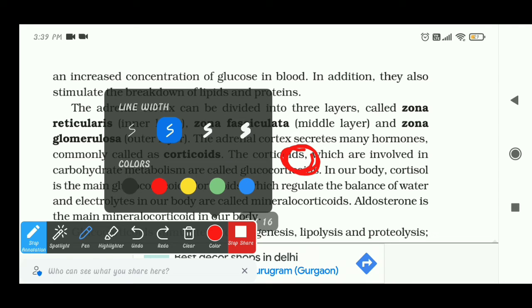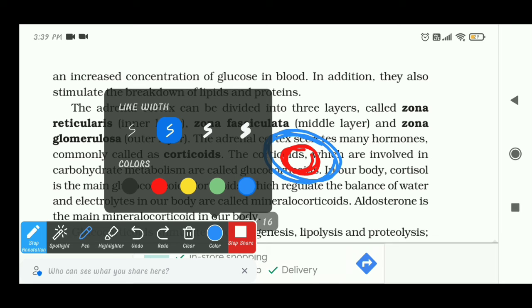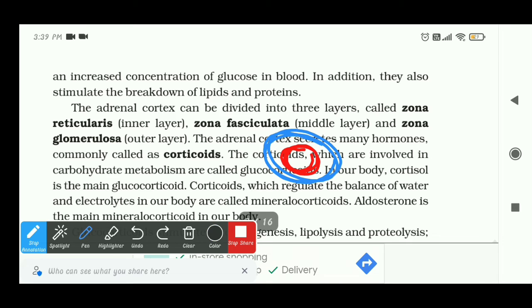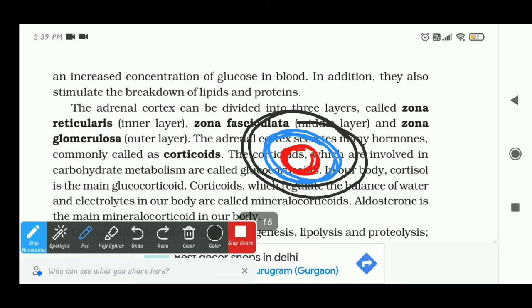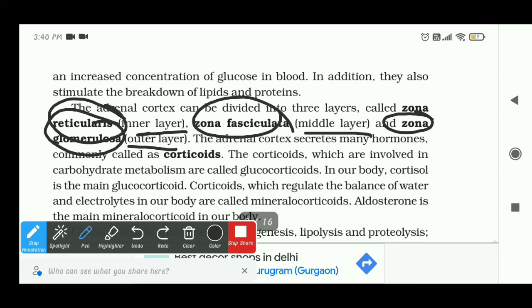So we have zona reticularis, the innermost layer, zona fasciculata, the middle layer, and zona glomerulosa, the outer layer.